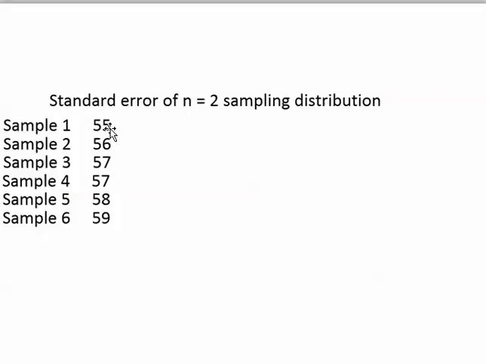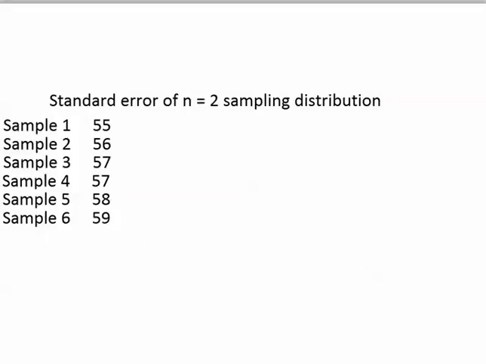If we want to calculate the standard error of this sampling distribution, we just need to follow the standard deviation formula because, after all, the standard error really is just a standard deviation. So if we go through the steps and we calculate the standard deviation of these 6 numbers, the answer will be called a standard error.